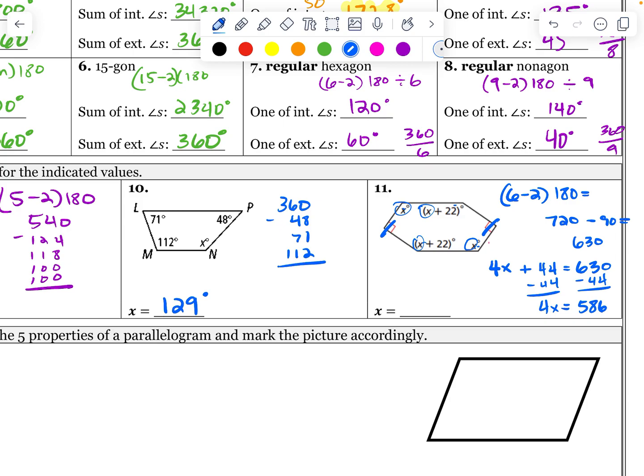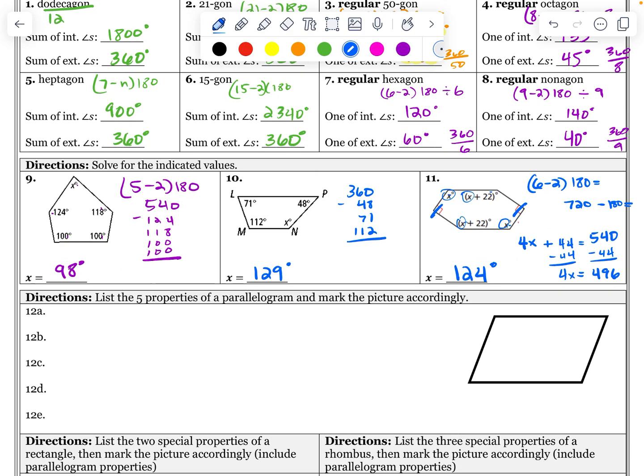Okay, 720. Because I needed to do minus 180, not minus 90 right here, because these are two 90 degrees. There it is. 180. Thank you for putting up with my mistakes. 720 minus 180. This is why we check our work. Equals 540. 540 minus 44 gives me 496. And 496 divided by 4 is 124 degrees. Aren't you glad this is a multiple choice test?